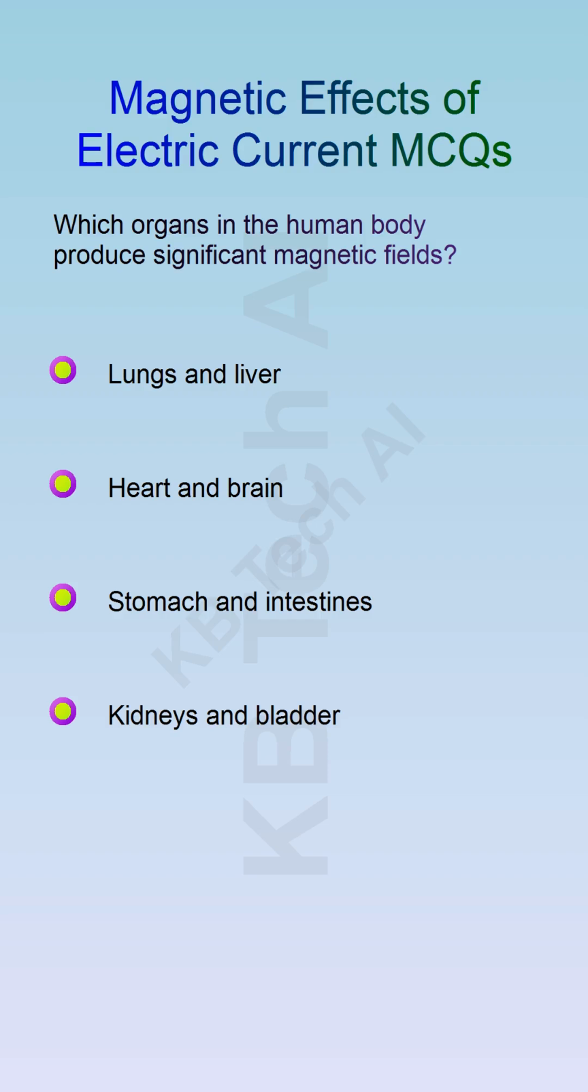Which organs in the human body produce significant magnetic fields? Option 1, lungs and liver. Option 2, heart and brain. Option 3, stomach and intestines. Option 4, kidneys and bladder.